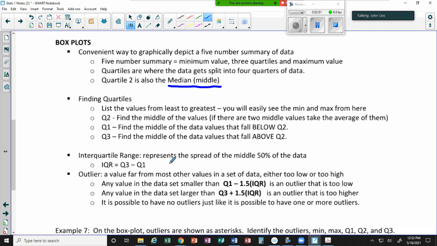The interquartile range. Okay, this represents the spread of the middle 50% of the data. So to find the interquartile range, you do Q3 minus Q1.